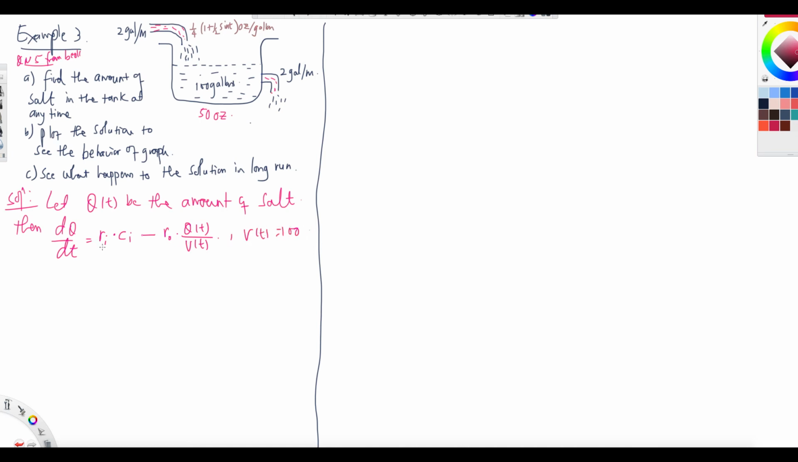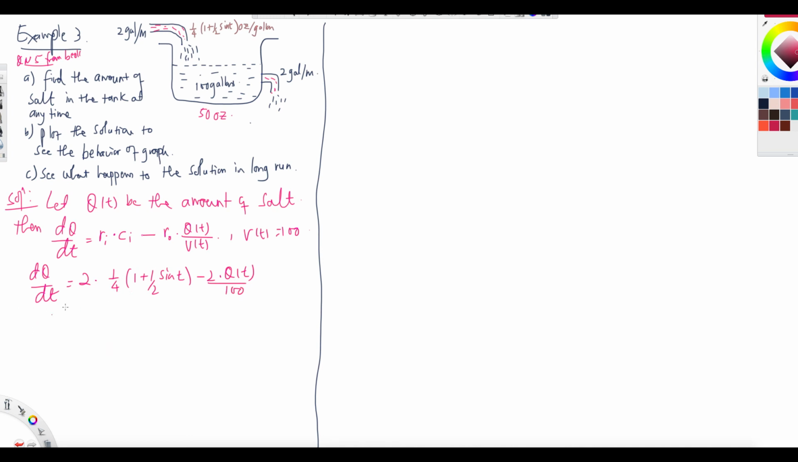Now what is the value of Ri? It is an inflow rate, that is 2. So Ri is 2. Ci will be that value. And then Ro is 2, and then Q(t) over 100. That's what you will get. So you will get dQ/dt equals Ri, which is 2, times 1/4 (1 plus 1/2 sine t), minus 2 times Q(t) over 100, right?